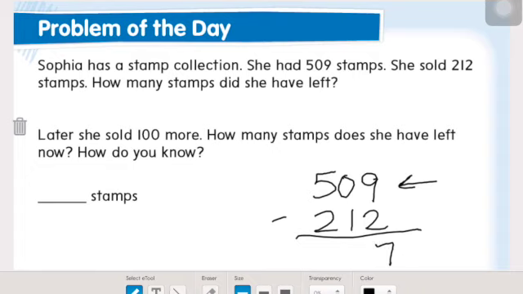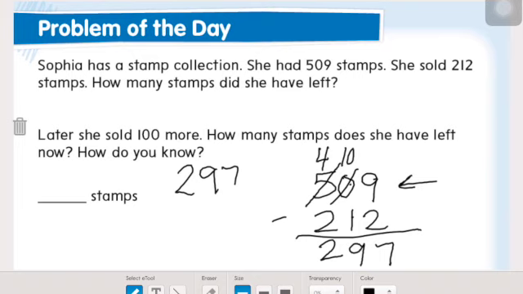9 minus 2 is 7. 0 minus 1, I cannot do. I have more on the floor, so I'm going to go next door, regroup, make that 100 into 10 tens. 10 tens plus 0 tens just equals 10. 10 minus 1 is 9, and 4 minus 2 is 2. So now I have 297, or Sophia had 297 after she sold 212.